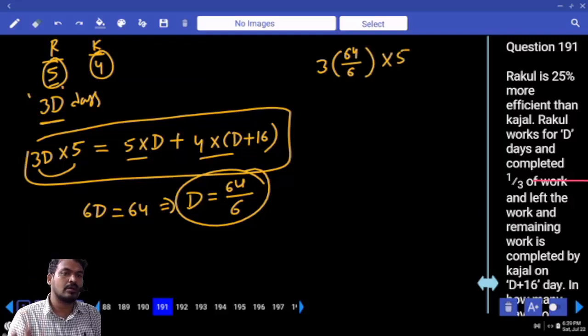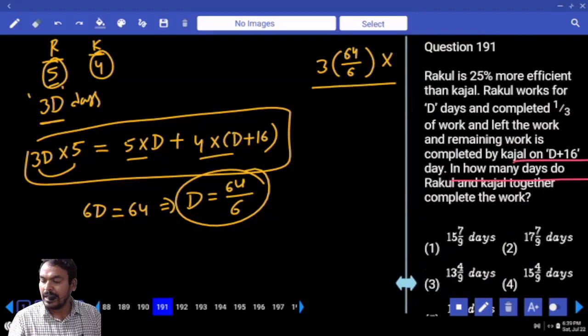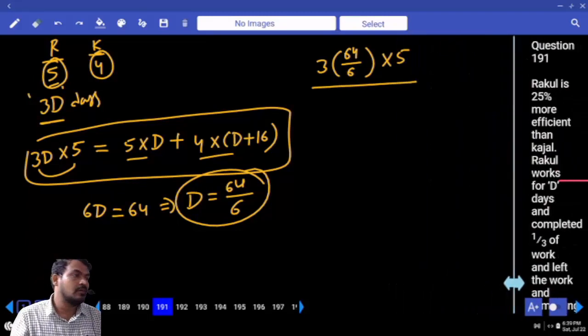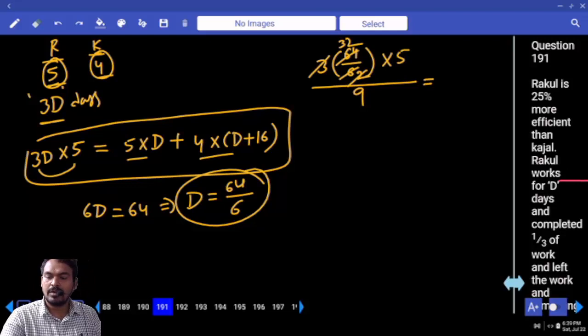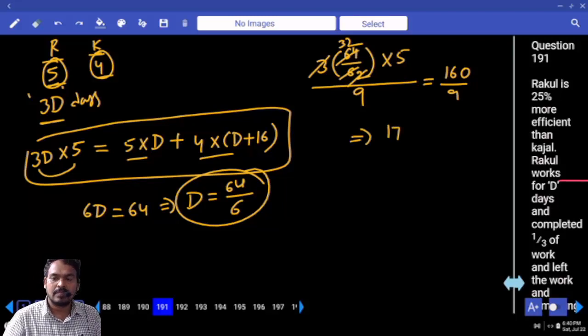That is total work. The same total work is completed by which one? Rakul and Kajal together. What is the together efficiency? 9 parts. Divide by 9. 3 how many times? 66. 2 times. 2 again, 32. 32 into 5 means that will be 160. 160 by 9, 9 how many times? 17. What is the remaining? 7 by 9 days.